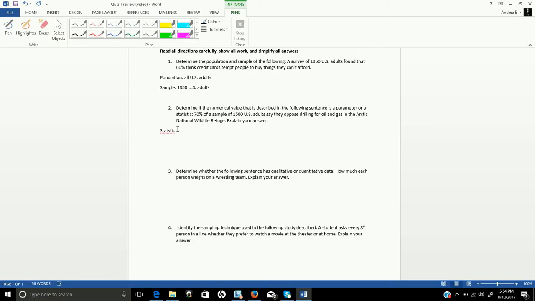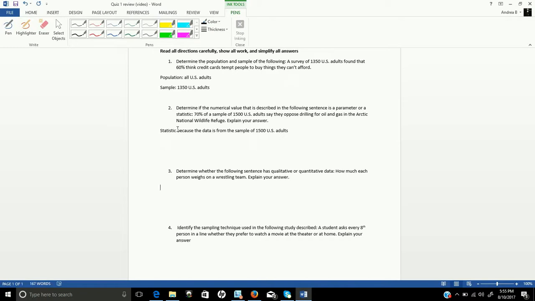And then, like it says, you need to make sure to explain. Just like all of these, you want to make sure to explain your answer on the quiz. So here, one way you could explain it is because the data is from the sample of 1,500 US adults. The key there is that it's coming from a sample, and that's why it's a statistic. If it was coming from the entire population instead, then you'd be dealing with a parameter instead. So make sure to read these carefully whenever you're taking the quiz in class.